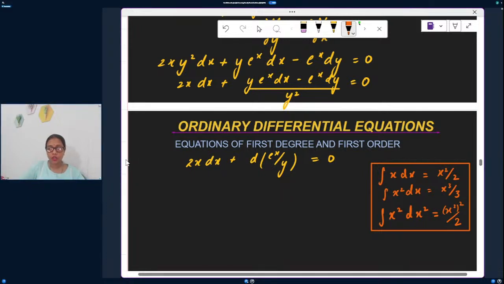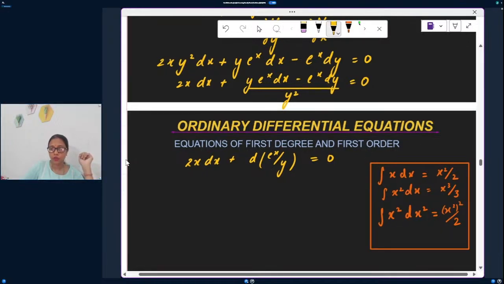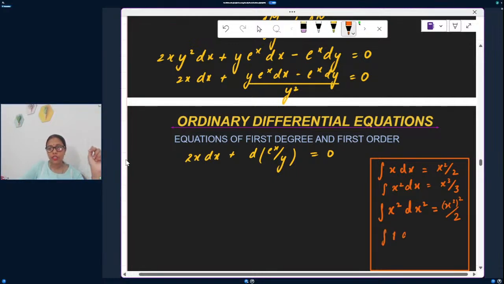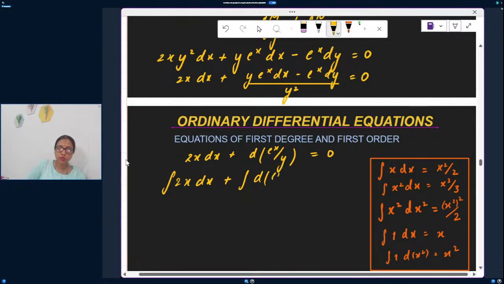So when we have d of this, what will be the integration of d of x? X. So what will be the integration of d of x square? X square. This is only one variable, so here I don't have to do anything, and this is d of e raised to power x by y, this is 1. So what will be the answer? This is x square plus e raised to power x by y is equal to constant. When we are doing integration, there is a constant. That is your answer.